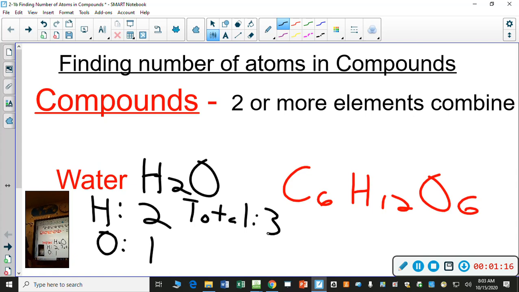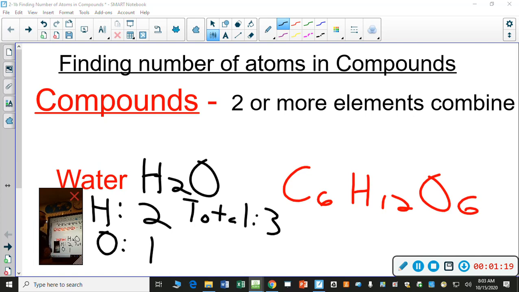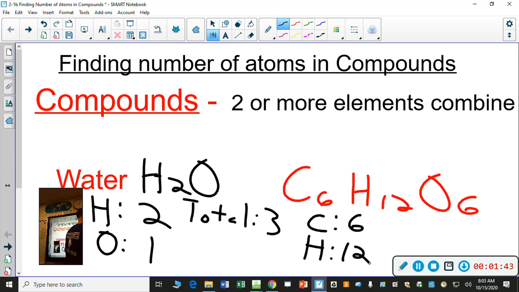All right, the next example, C6H12O6. You may be familiar with that from when you took biology in 7th grade. All right, so when you see that C6H12O6, that's glucose. So glucose is composed of 6 carbons, 12 hydrogens, and another 6 oxygens. So the total number of atoms on that, 6 plus 6 is 12, plus 12 is 24. So the total on that one is 24 atoms.